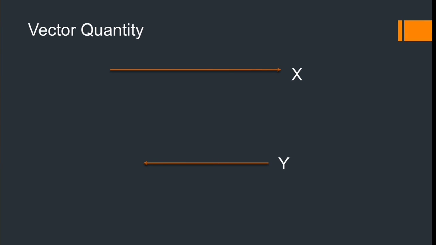Also, when you observe these two vectors carefully, you can say that the vector x has a larger magnitude than the vector y, and also the direction of x is opposite to the direction of y. It means we can say that the larger the length of the arrow, the larger the magnitude of the vector quantity, and the arrow pointing in a particular direction represents the direction of that vector quantity.